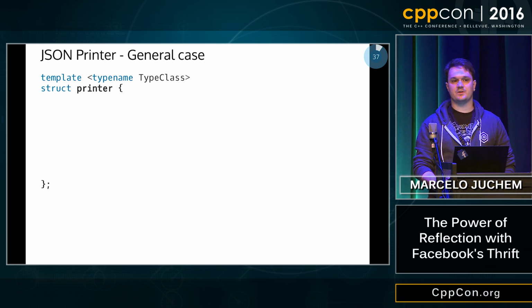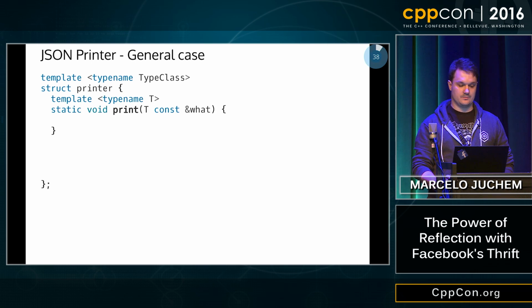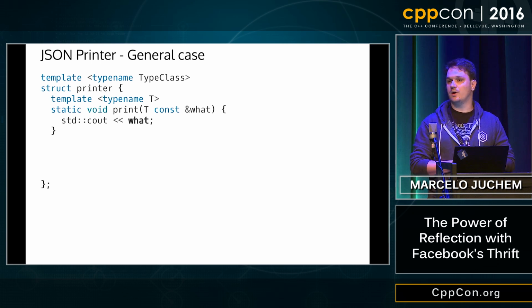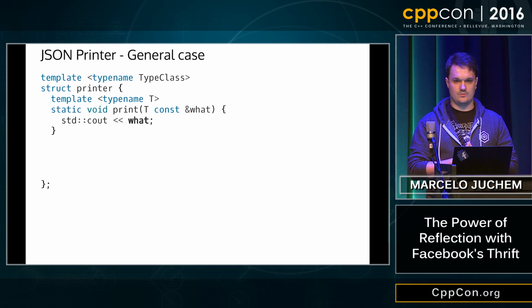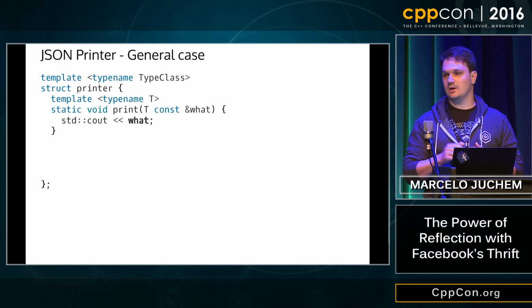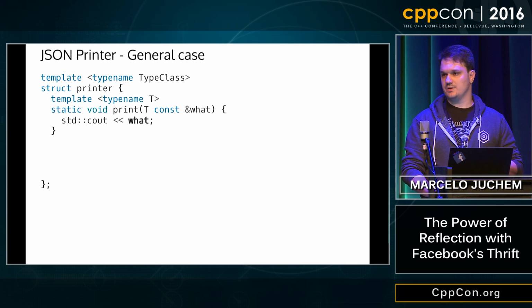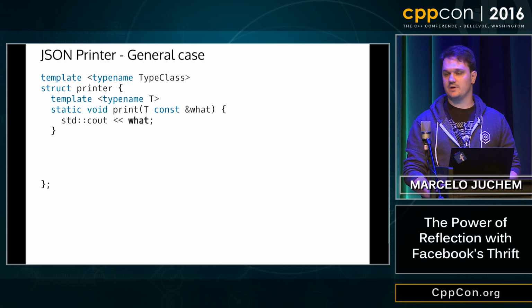So let's take a look at the general case for the printer. So ideally, we would just do this. Simply pass it to standard cout. It will just print whatever we want, and we're done. This works really well for integers, for doubles, but it doesn't work really well for lists or for maps or structures unless we have written an overload for the shift operator. But for integers, it works pretty well. So let's leave it at that for now.